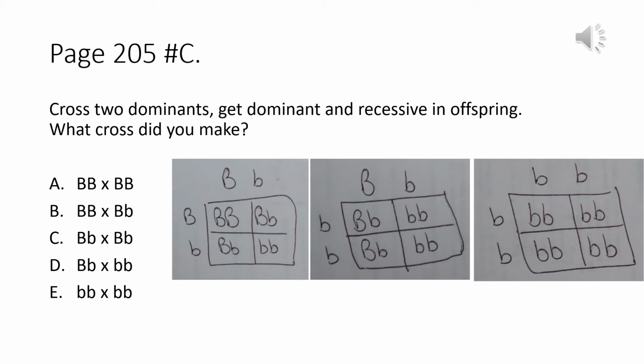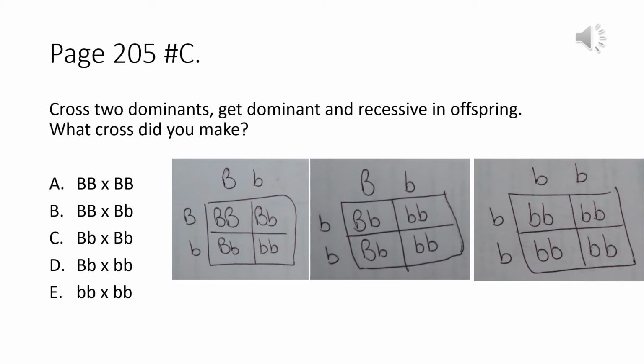And yes, letter E, if you cross a whole bunch of little b's, you get a whole bunch of little white guinea pigs. But the trick with D is you crossed a black parent with a white parent, and you got half black offspring and half white offspring, which was not quite what we were talking about in the question in the lab book.